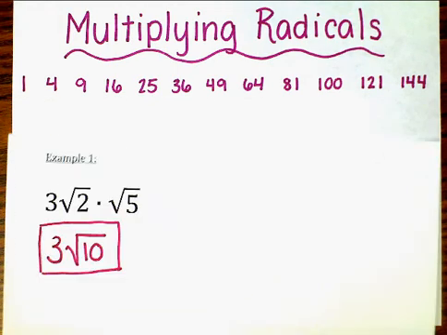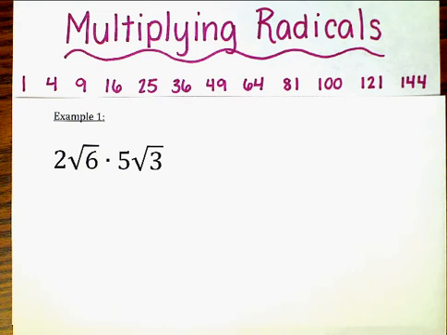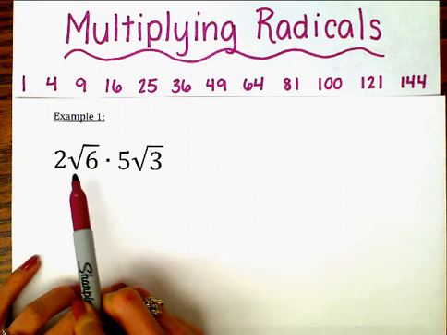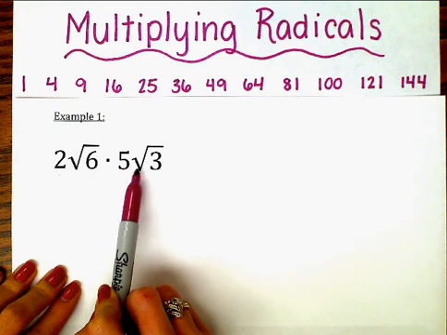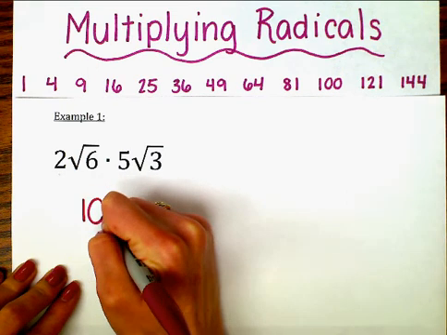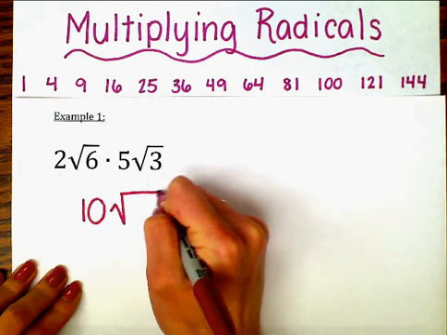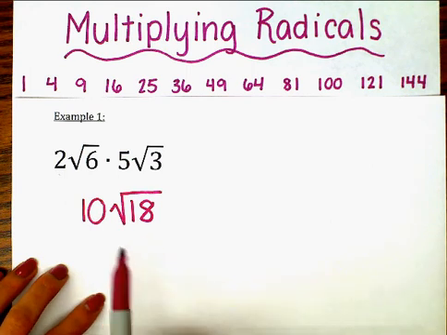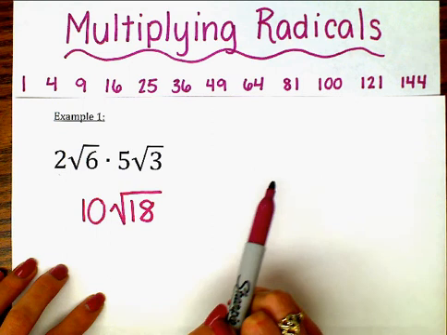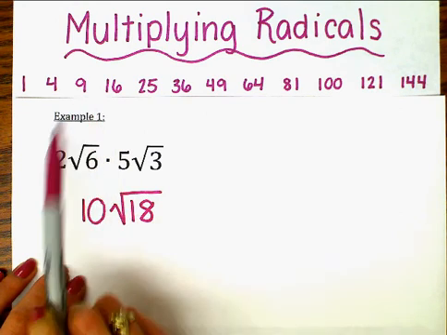Let's try another one. This stays under example 1. We're going to do the same exact thing. We're going to look at the numbers outside of the radicals and multiply those together first. So we have 2 times 5, which gives us 10. And then we have radical 6 times radical 3, which gives us radical 18. And just like before, the most important question you have to ask yourself is, can the radical be simplified? Is there any perfect square that goes into it evenly? The answer is yes, and you want to choose the biggest one. The biggest perfect square that can go into 18 evenly is 9. So that's how we're going to separate that.